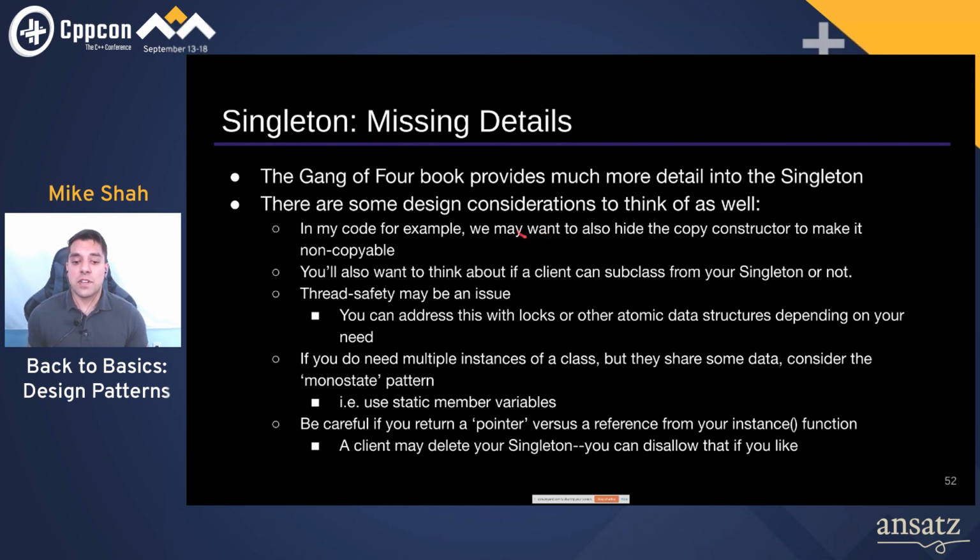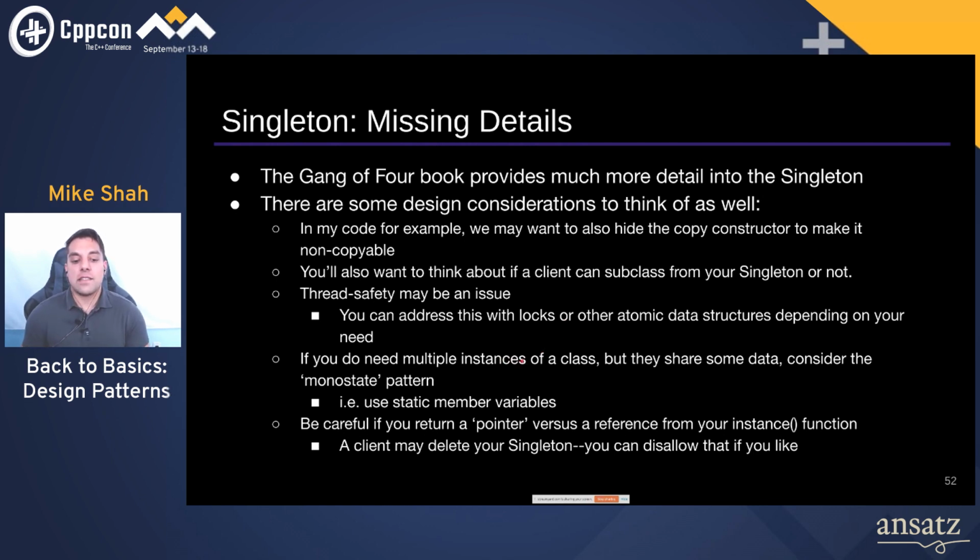So in my code example, for instance, you might want to think carefully about hiding the copy constructors to make this object non-copyable, because otherwise you can sort of get around having one instance. You'll also want to think about whether a client can subclass from your singleton or not, meaning can I inherit from the singleton class and build other types from it? That can be a pro and a con, and you can prevent that if you like. Again, thread safety might be an issue, so choose your data structures within the singleton class that you need, such as locks or atomic data structures.